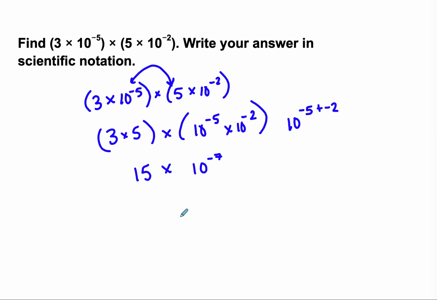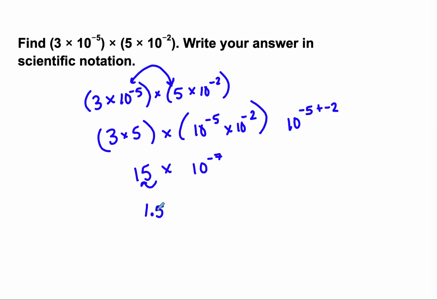Just like our last ones with addition and subtraction, our last step is: is your answer in scientific notation? So let's look at it. 15 times 10 to the negative 7 power. Nope, not scientific notation, because my first number isn't between 1 and 10. So I'm going to take my decimal, I'm going to move it one place over. And remember, if your number doesn't have a decimal, that means the decimal's at the end. All right, my number here is 1.5.